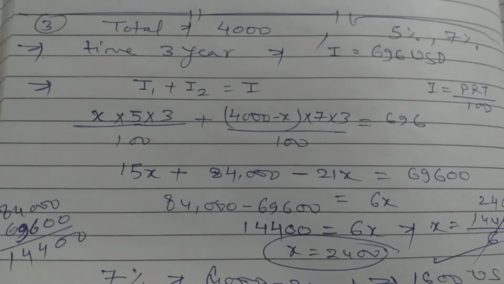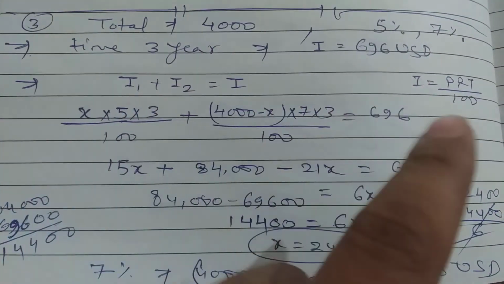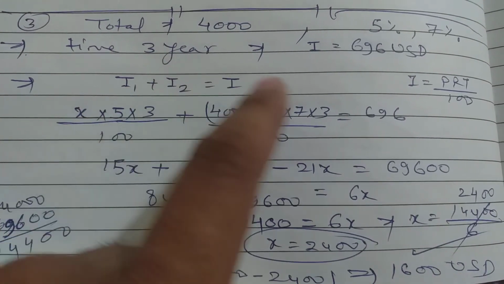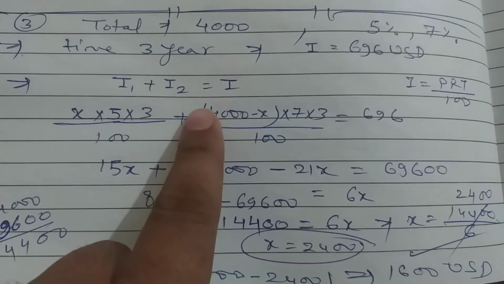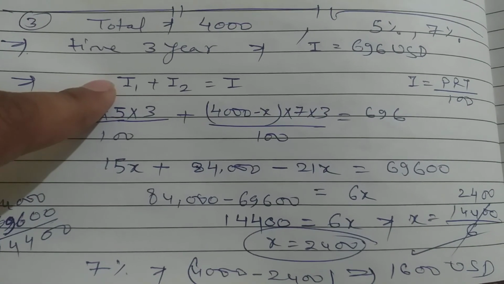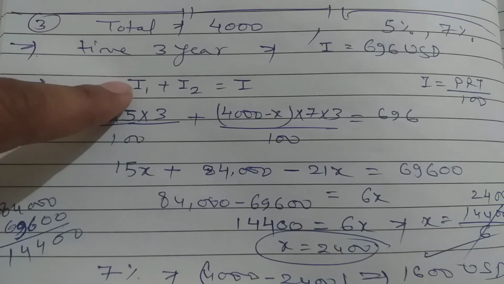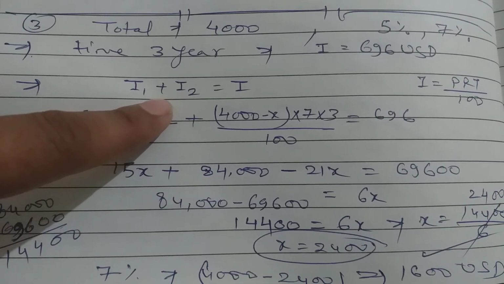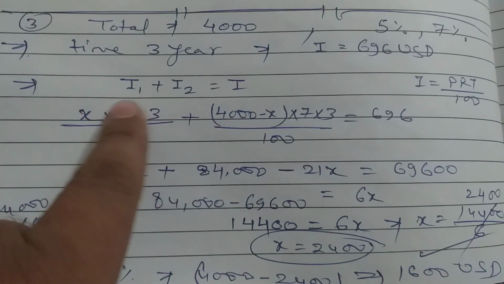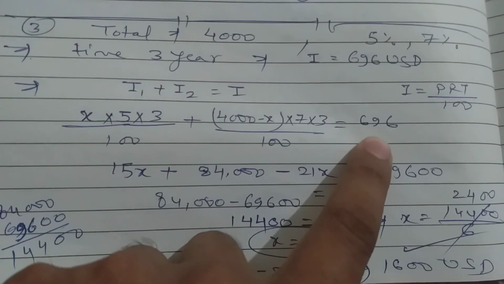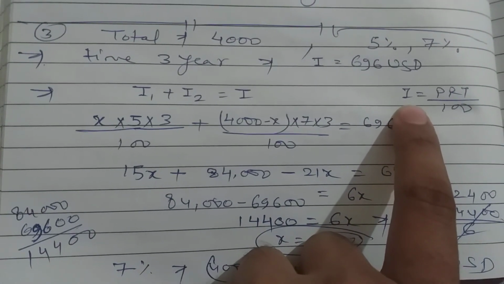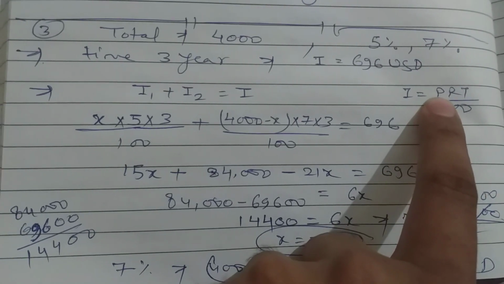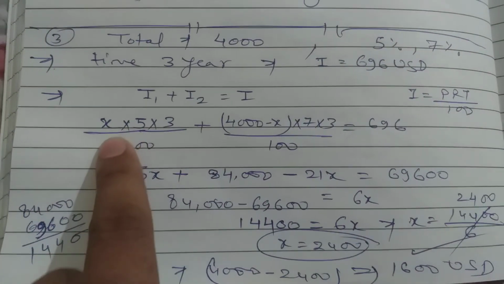So initially the amount was given as 4,000 and the interest rates were 5% and 7%. The time is 3 years and the interest is 696 US dollars. As you all know, the interest by the first person and second person, the sum is given as 696. So I1 plus I2 is equal to 696 US dollars. And we know the simple interest formula P into R into T upon 100, where P is principal amount, R is rate and T is time. So we will put the values.